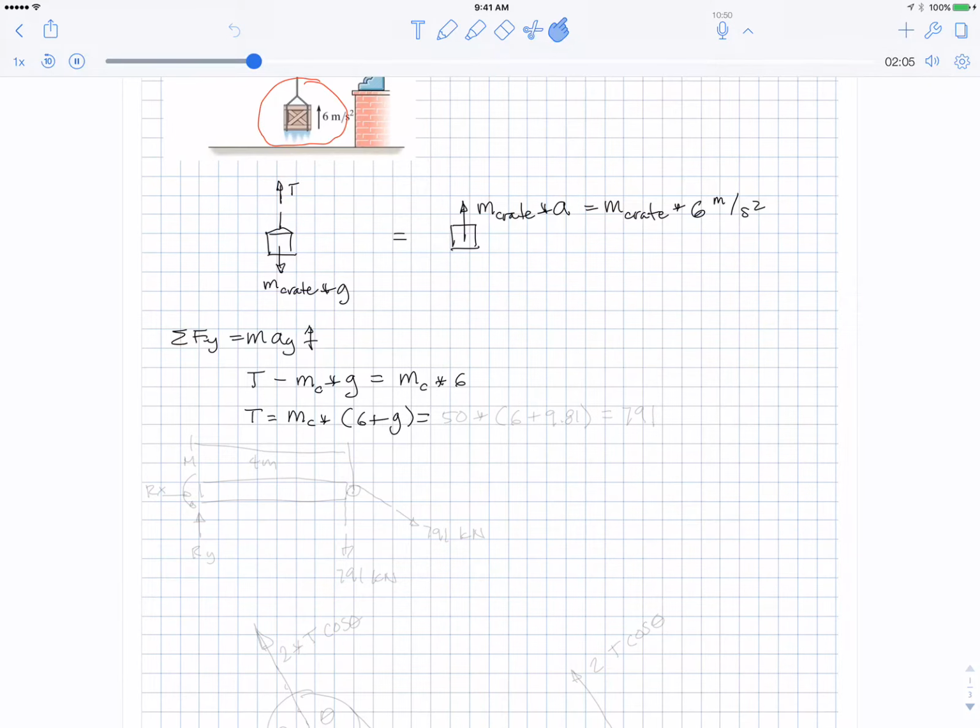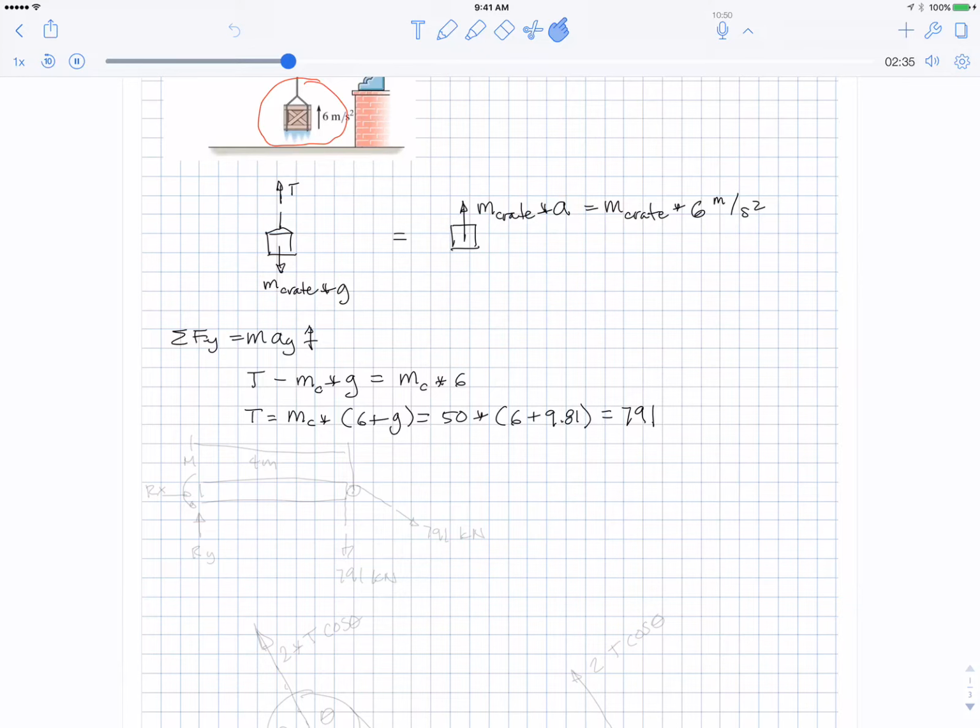And the crate was 50 kilograms. Okay. G is 9.81 meters per second squared. You get an extra 6 meters per second squared. So there we go, 9.81 plus 6 times the 50 kilograms, 791 newtons.